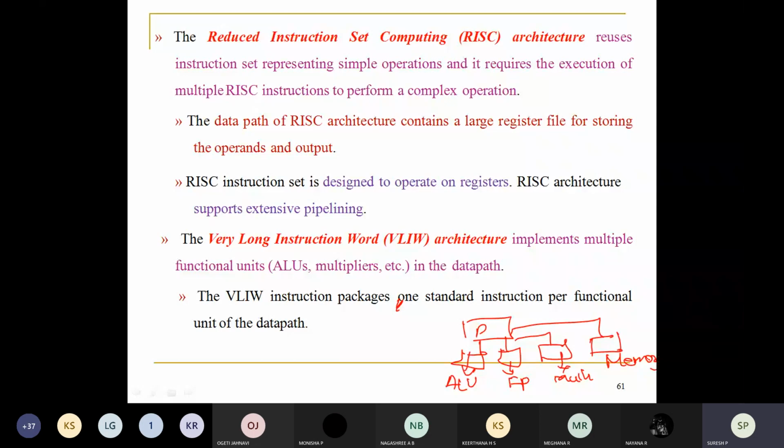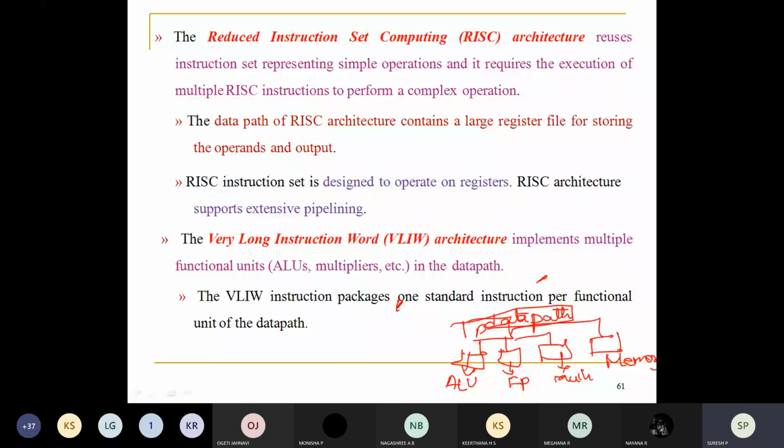So you are going to have the data path, and inside that particular data path it has multiple functionalities to perform the individual functions. For arithmetic there is one particular functionality, for logical operations there is one functionality, and for control operations there is one functionality. If you want floating point operations, that is required in a different function unit. Now when you take the very long instruction words, one standard instruction per function unit of the data path will be there.